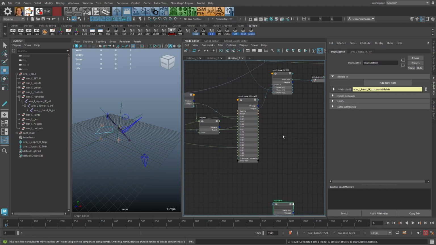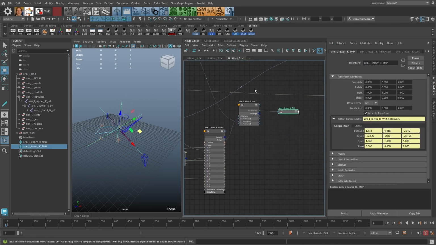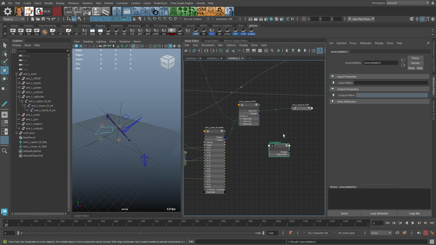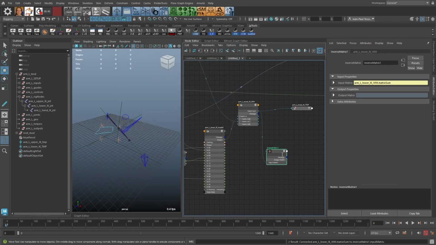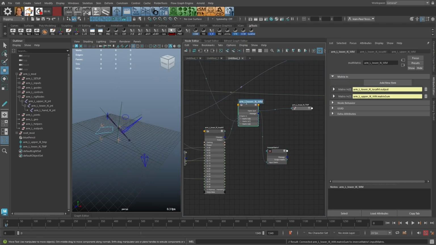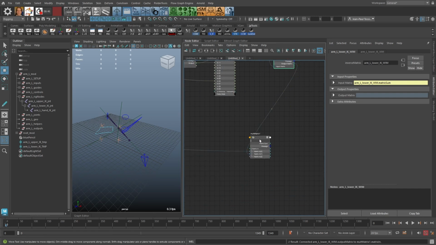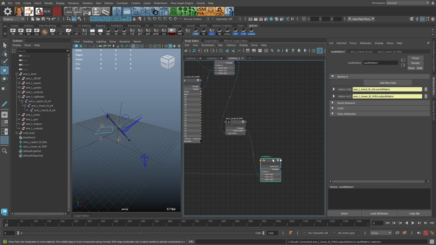plug it into the first slot, and then we want to use the inverse world matrix of this lower arm position, but we're not going to use this locator, it's just a temporary one. So we're going to use an inverse matrix node to calculate the inverse matrix of the world matrix of the lower arm IK. So this is lower arm world inverse matrix, and we take this and plug it into the second slot, and now we have the hand local matrix.